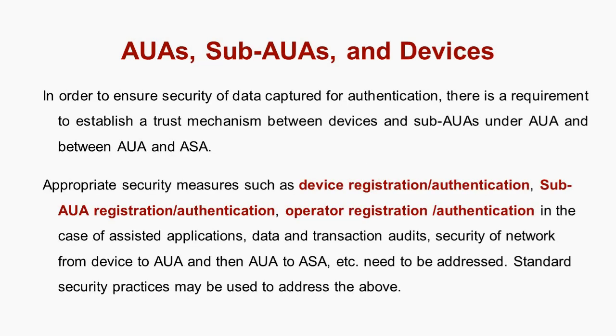In order to ensure security of data captured for authentication, there is a requirement to establish a trust mechanism between devices and sub-AUAs under AUA, and between AUA and ASA. Appropriate security measures include device registration and authentication, sub-AUA registration and authentication, operator registration and authentication in the case of assisted applications, data and transaction audits, and security of the network from device to AUA and then AUA to ASA, etc.